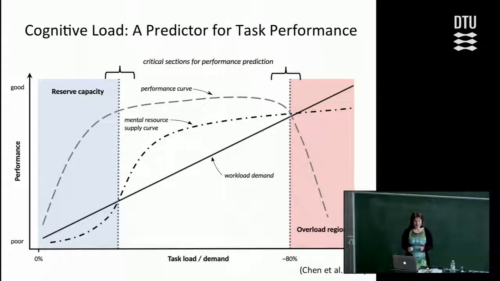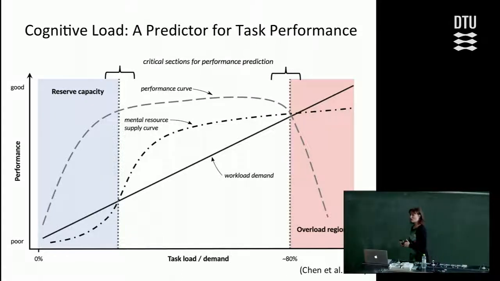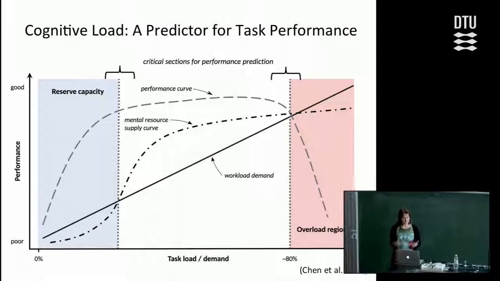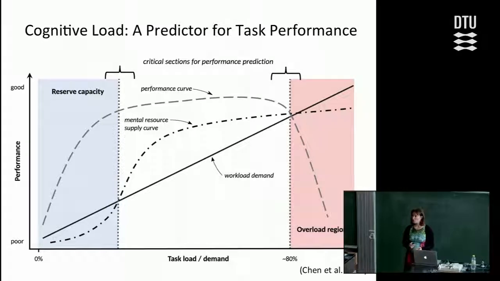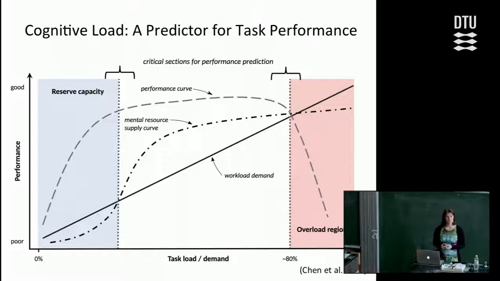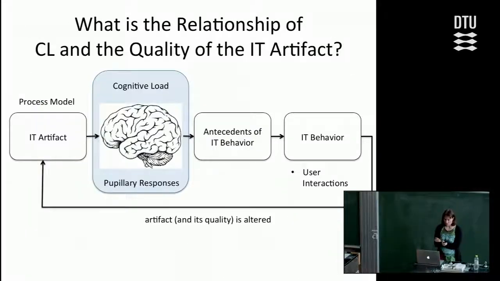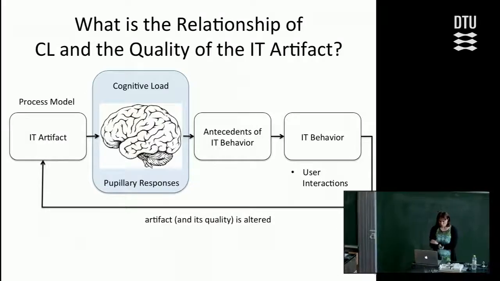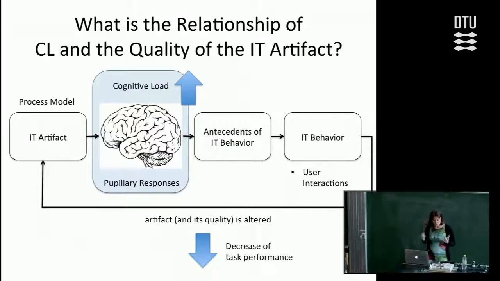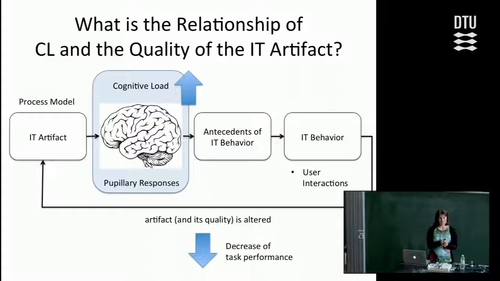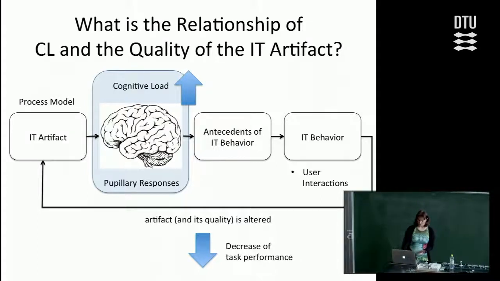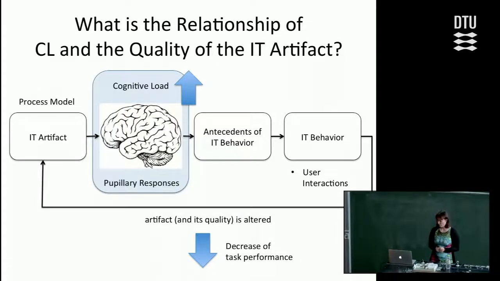And the big question now is, if we are developing software, are we ending up in this overload region where errors occur, or are developers somehow able to modulate the cognitive load by adjusting the way they are interacting with the artifact? That was the question we were essentially looking at. We measured cognitive load in terms of pupillary response data, and we asked ourselves, what is the relationship between cognitive load and the quality of that design artifact? So assuming that overload happens, then based on the theoretical input I've shown in that illustration, you would expect a decrease in task performance.